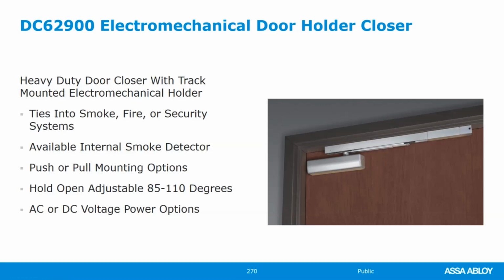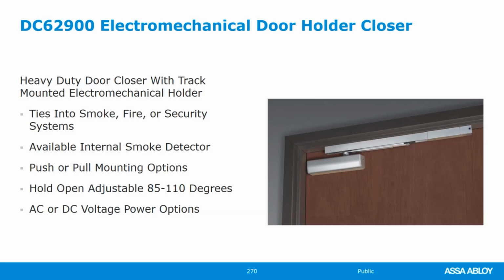We also make this as an option with an integral smoke detector. That can be used only if approved by the authority having jurisdiction. There is some adjustability to the hold open, but you would need to then retemplate the location of the track and the closer on the door for extremes. It's only available from 85 to 110 degrees, works on both AC or DC voltage. This is built around the DC 6000 series, which is our heavy-duty cast iron closer. So these two products will allow you to take a normal door closer and add hold open to it on a fire rated door.